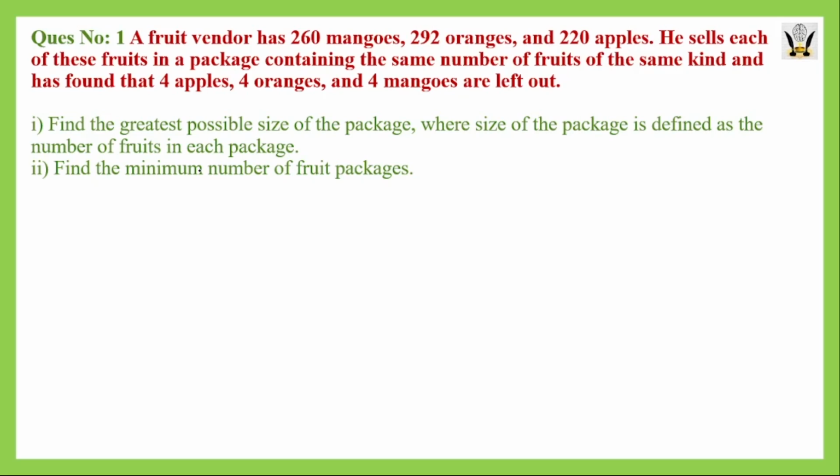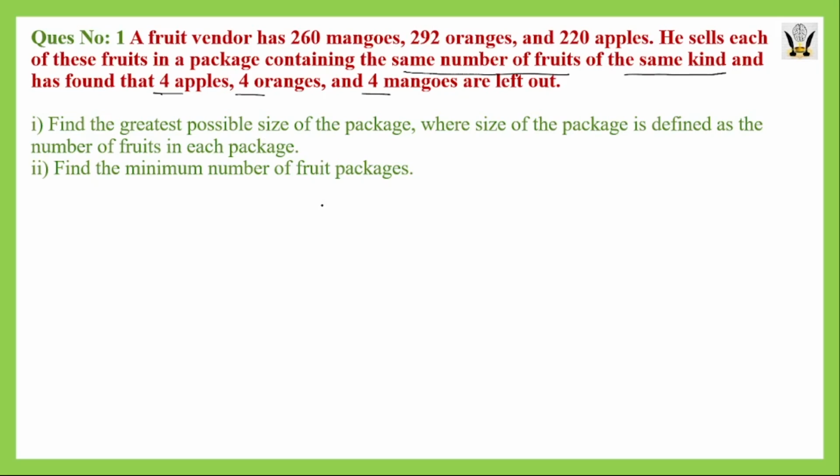So what information are we getting from this problem statement? That the seller has packed the same number of fruits of the same kind in every package, and after packaging 4 apples, 4 oranges and 4 mangoes are left out. Now the question is, find the greatest possible size of the package, where size of the package is defined as the number of fruits in each package, and find the number of fruit packages.